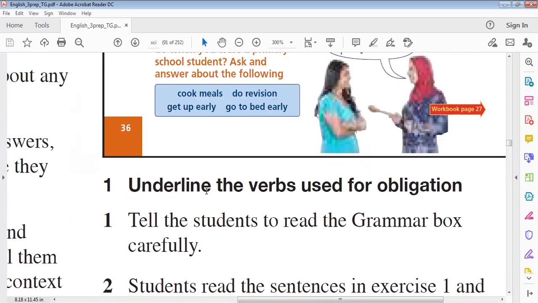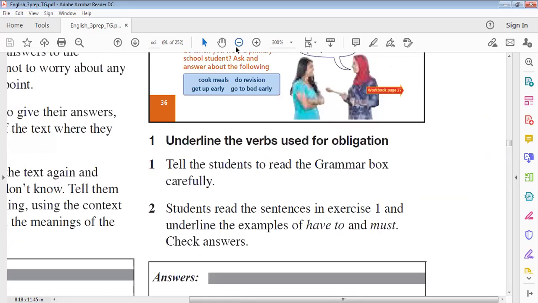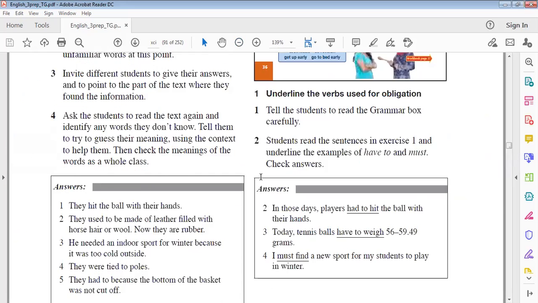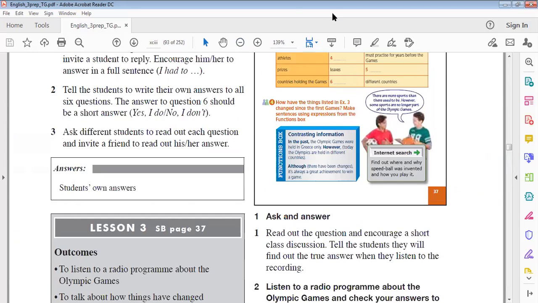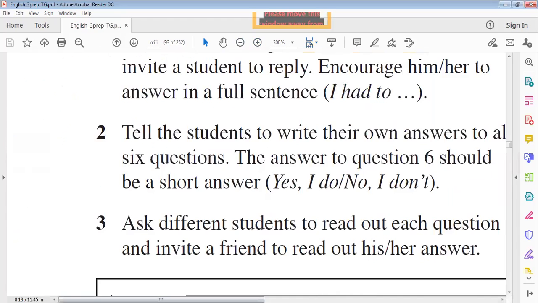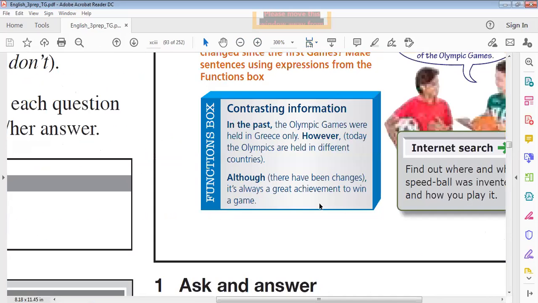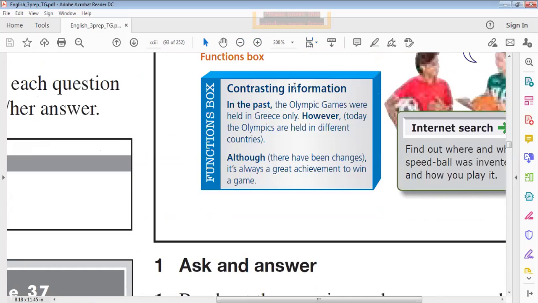The language functions on page 37. This part, contrasting information. Contrasting information means that you will tell me something unlike the first sentence.